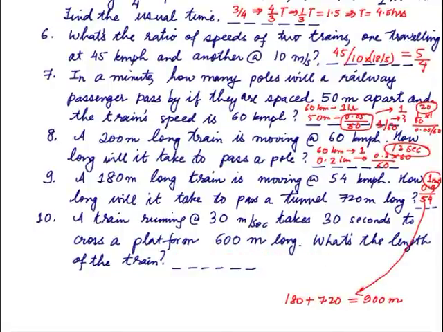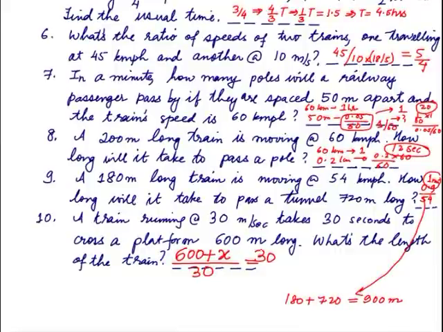The platform is 600 meters long and let us say the train's length is x. So it is obvious that 600 meters plus x meters, this is the total length or the distance that the train has traveled. Distance upon time will be speed. The time it took to cover this was 30 seconds. So 600 plus x meters upon 30 seconds is actually the speed of the train. That is 30 meters per second.